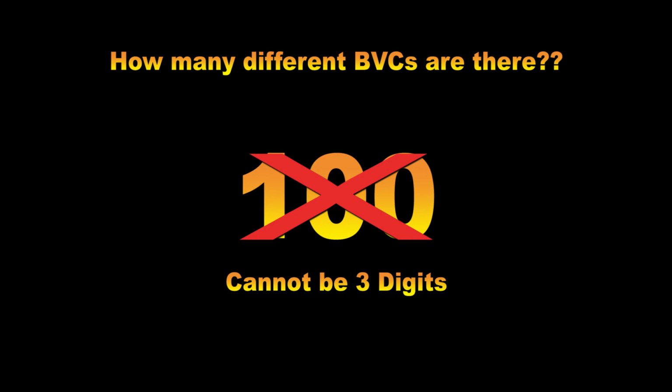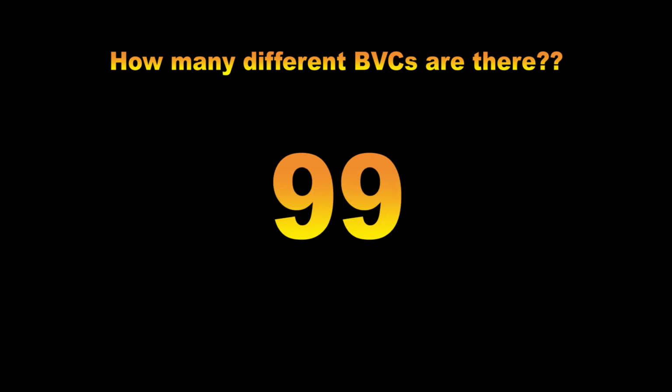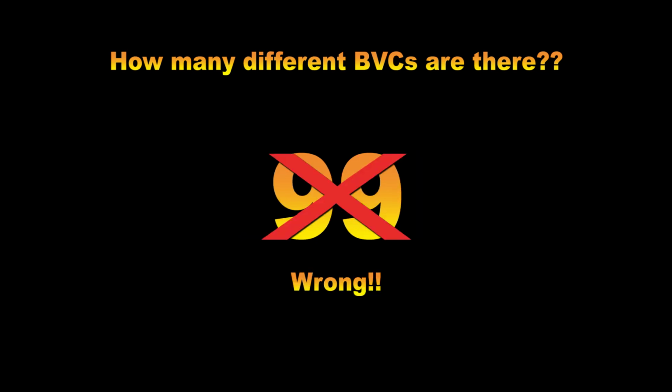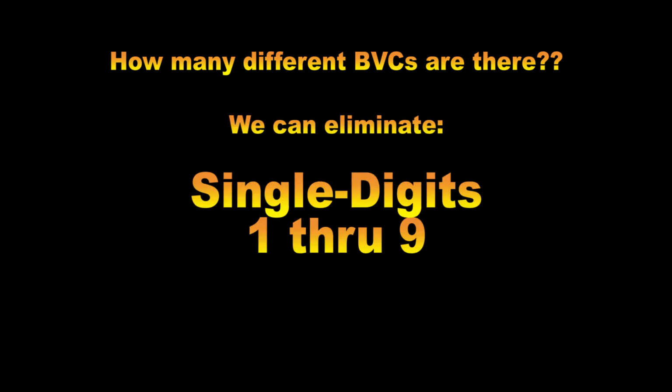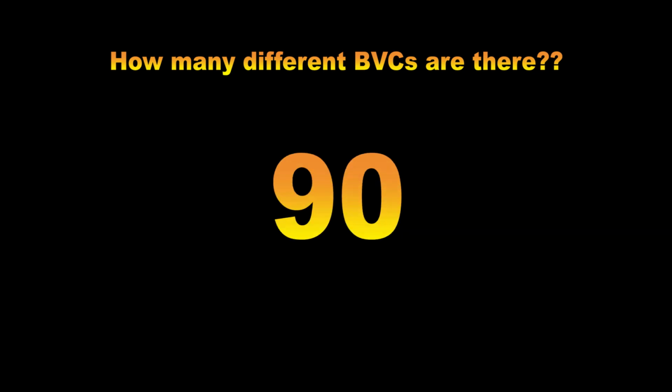So you may guess the answer is 99. Do you think that's it? Wrong. There has to be 2 digits, so that means we can eliminate the numbers 1 through 9 as they are only single digits. So now you may guess 90. Do you think that's it?